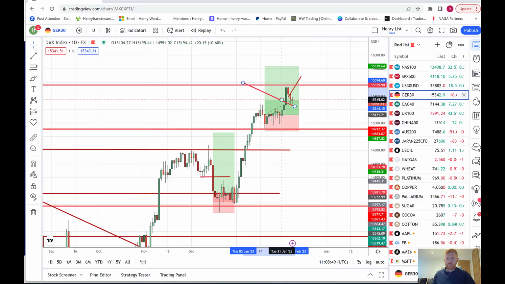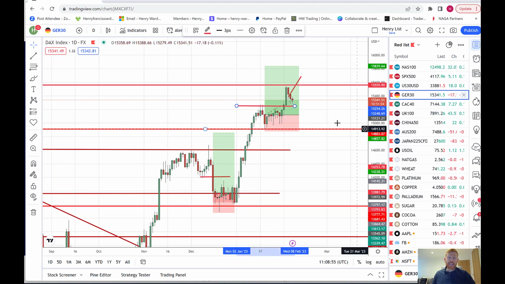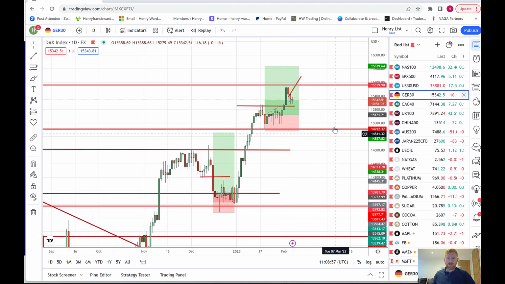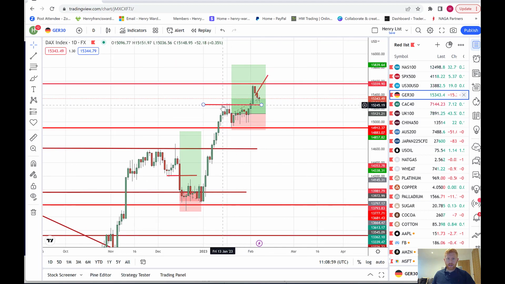If we look at this, it looks like we have a little bit of a break and retest at that particular point. Now again, is that strong enough for this to go? Only time will tell. But we do have a bounce and retest.